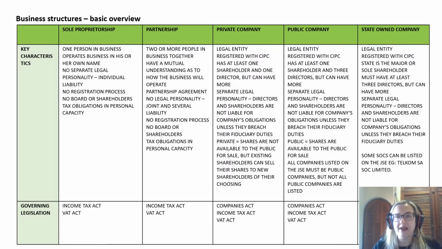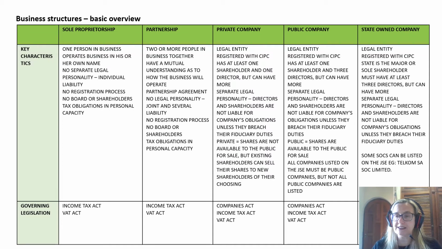Then you can have a private company, which is the first time we start seeing a formal juristic body. And this is a legal entity. You register it on the CIPC. So if you go to www.cipc.gov, it's the commission and the regulator which oversees the Companies Act and the registration of companies. You only need to have one shareholder and you only need to have one director.